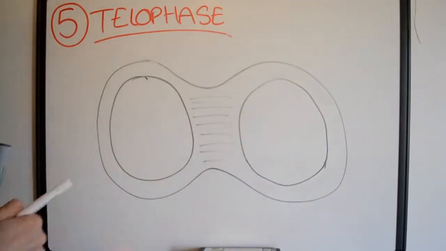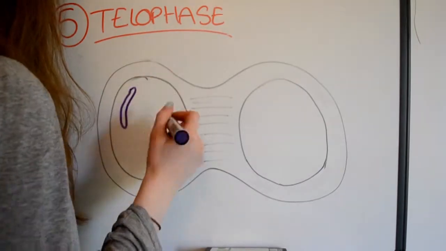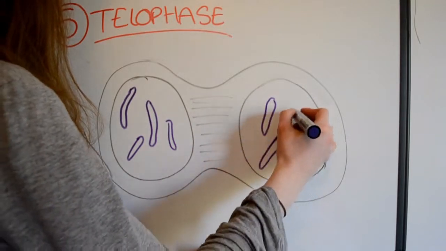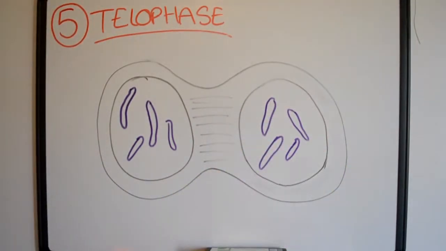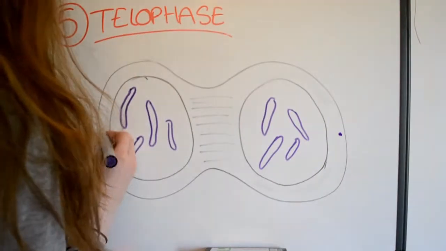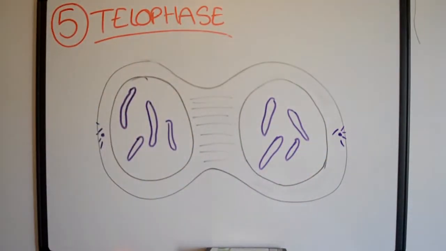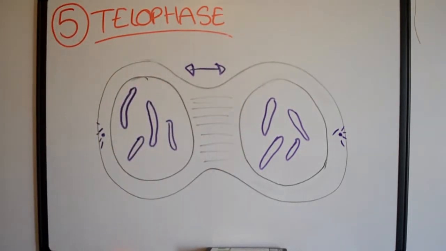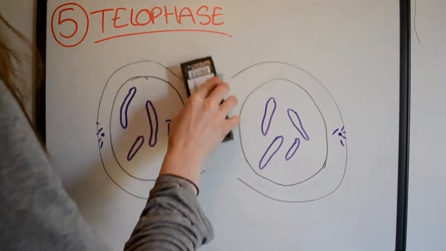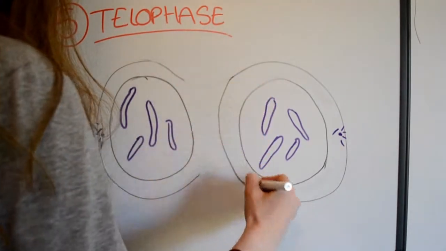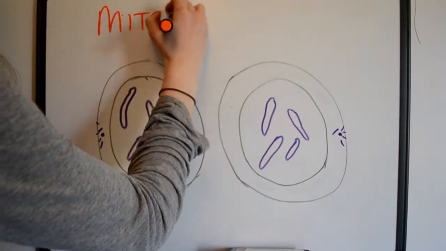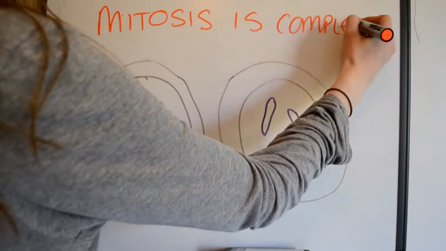So yes, the nuclear envelope reforms and encloses 2 sets of genetic information within separate nuclei. There we go. And then each of these separate nuclei pull away from each other, making the cell split into 2 separate daughter cells. And that is the end of mitosis.